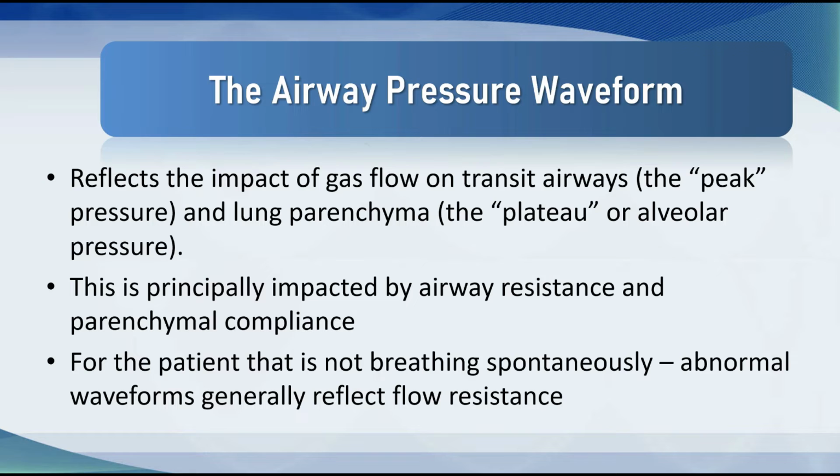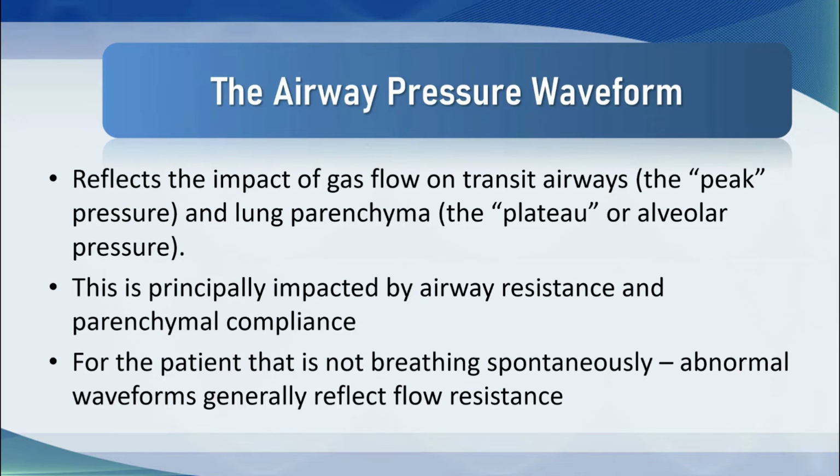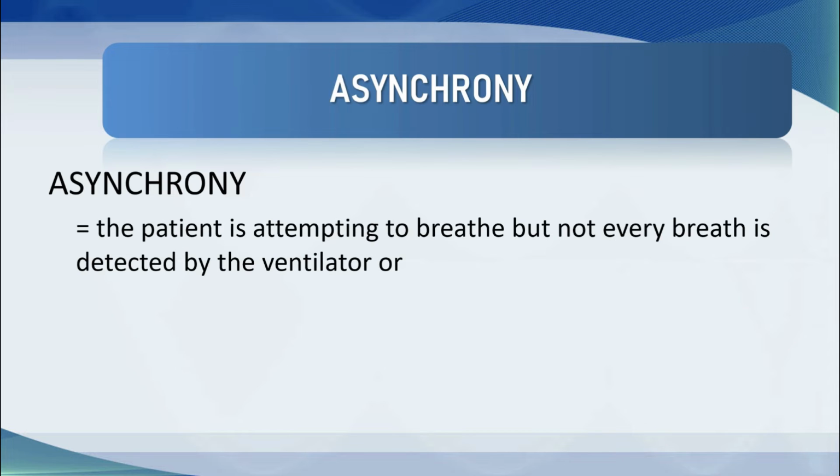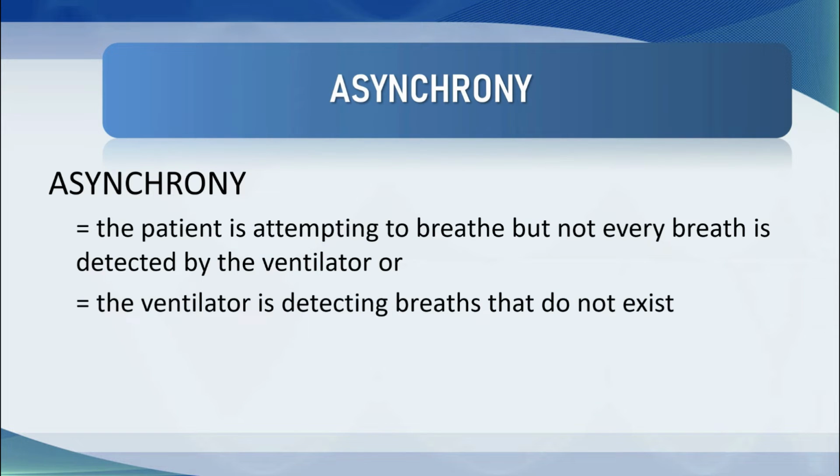For the patient that is not breathing spontaneously, abnormal waveforms generally reflect flow resistance. The other great value of the pressure waveform is that it helps you detect abnormalities of patient-ventilator interaction. And these are asynchronies or dysynchronies. I prefer to separate out these two terms. Some people just call them all asynchronies, and I don't know if that's correct or not. Asynchrony, in my view, is where the patient is attempting to breathe, but not every breath is detected by the ventilator, or the ventilator is detecting breaths that do not exist. And this is a problem of triggering.